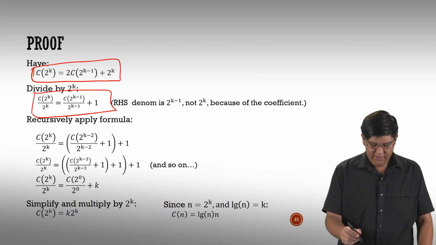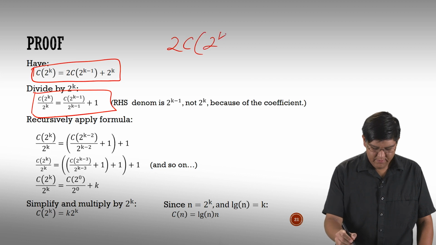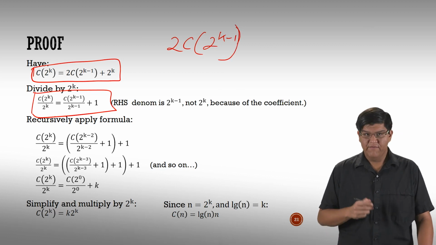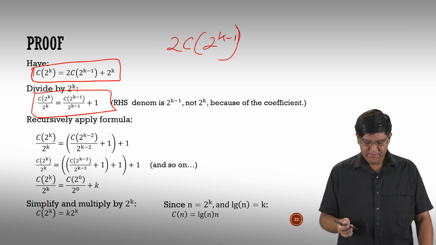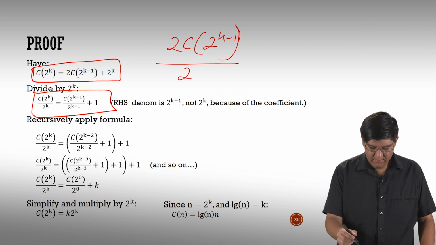Quick note, because sometimes people get lost here. On the right-hand side, I have this little bit here. That should be a full one. So that's what it looks like: 2c of k of 2 to the k minus 1. I'm dividing that by 2 to the k.